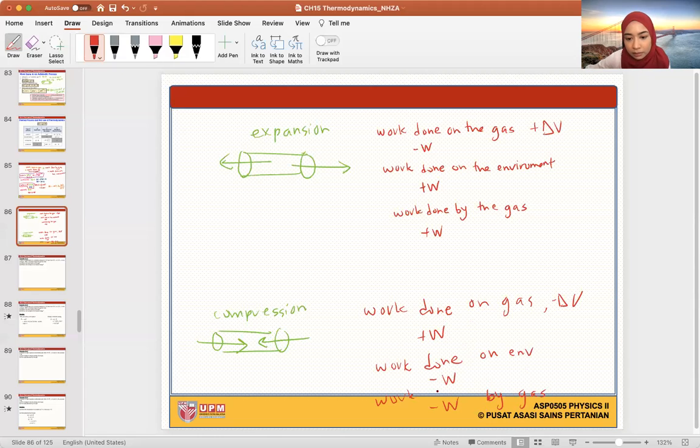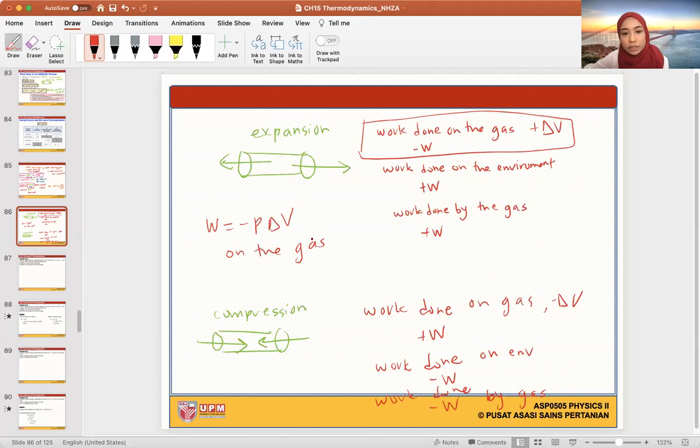So how do we remember all of this? You start with the equation W equals minus P delta V. This is for work on the gas. You just remember this equation. If they ask you what is the work done on the environment, what is the work done by the gas, it just means the negative of whatever you get. Just remember one equation, and work your way to the environment and by the gas. Just remember the equation for the gas system only. So I hope I cleared the confusion.